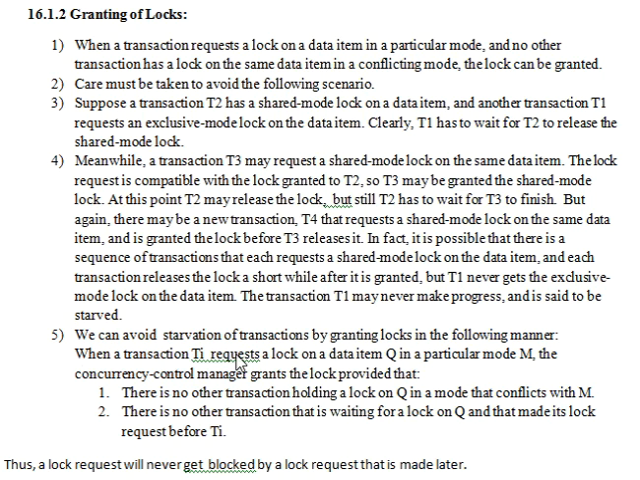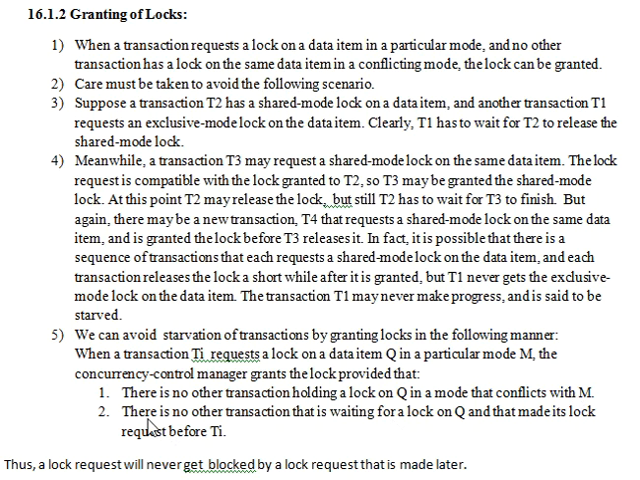When the Ti transaction requests a lock on a data item Q, it is requesting a lock on data item Q in a particular mode, what? M. So the concurrency control manager grants the lock provided that, first, there is no other transaction holding a lock on Q. First, Ti is requesting a lock on the data item, so now the CCM will check that no other transaction is holding a lock on the same data item Q in a mode that conflicts with M. If it is non-conflicting, it is no problem. If it conflicts with M, they won't grant the permission to the other transaction.